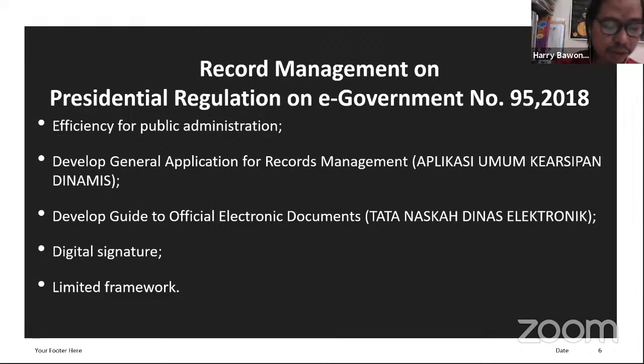Then to run the application smoothly, a guide to official electronic documents is compiled. This guide is a manual for official electronic records that regulates the type of font to be used, the size of the paper, or the position of a digital signature, for example. On the issue of authenticity, the digital signature scheme is taken as a method to maintain the authenticity of the official electronic record. From this illustration, it can be seen that the framework for managing digital records referring to this regulation is still very narrow.